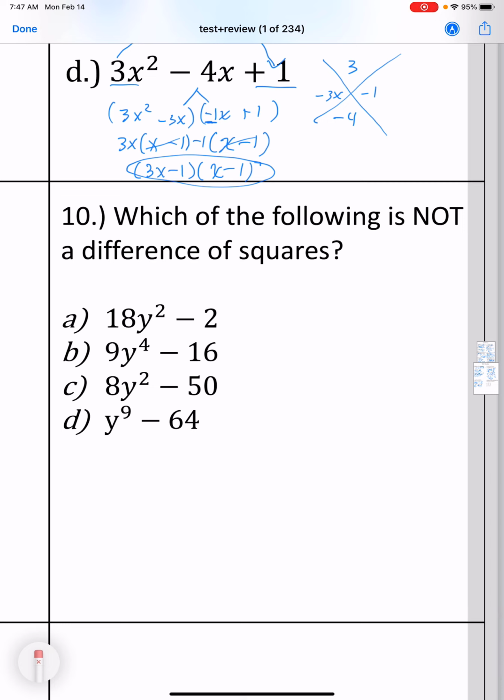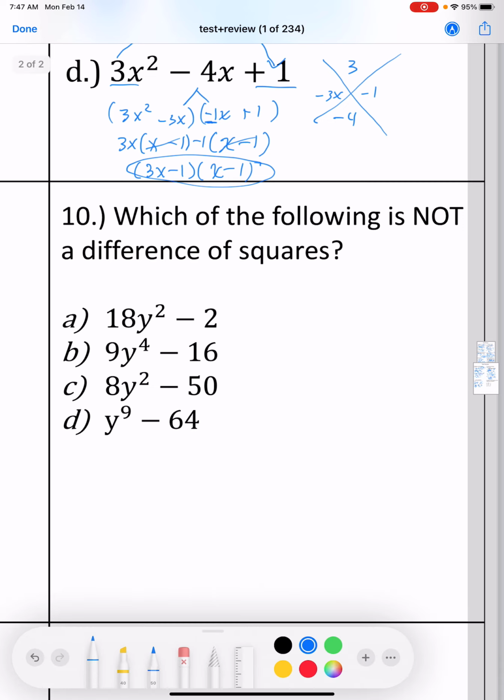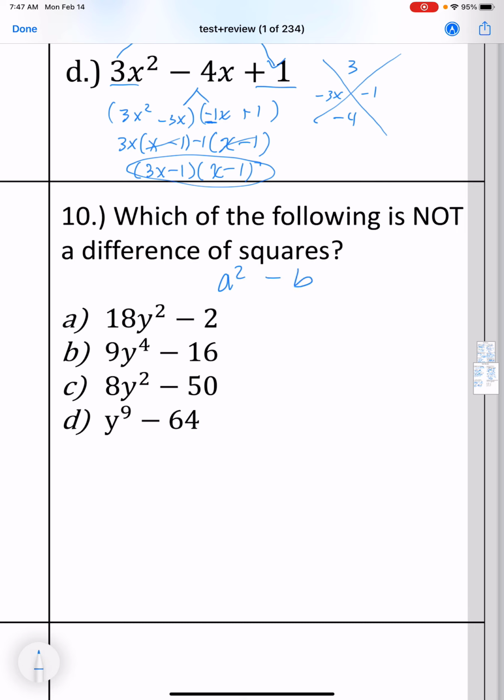This one says, which of the following is not a difference of squares? So a difference of squares needs 2 perfect squares with a subtraction sign in the middle after you take out the greatest common factor. So first we should be checking for greatest common factors. For example, 18 and 2 share a 2. And then we're left with that. This one doesn't have any common factors, so we'll just skip to this next one. 8 and 50 share a greatest common factor of 2. And then now we're just looking to see if we're left with perfect squares in this spot and this spot. 9 and 1 are both perfect squares, and that's a subtraction sign, so we're good.